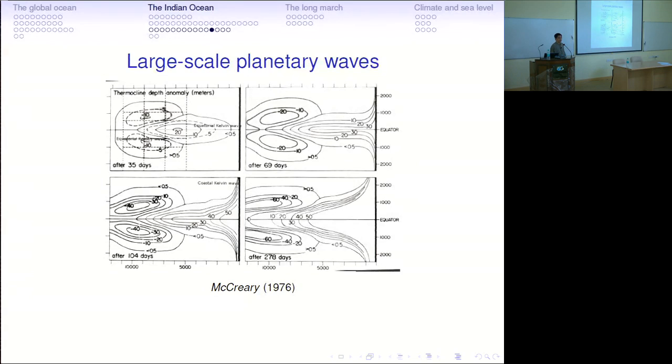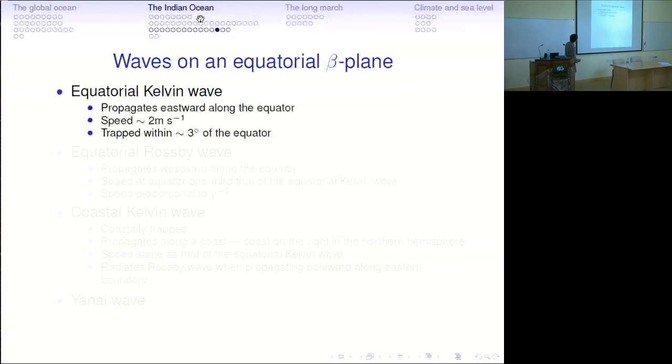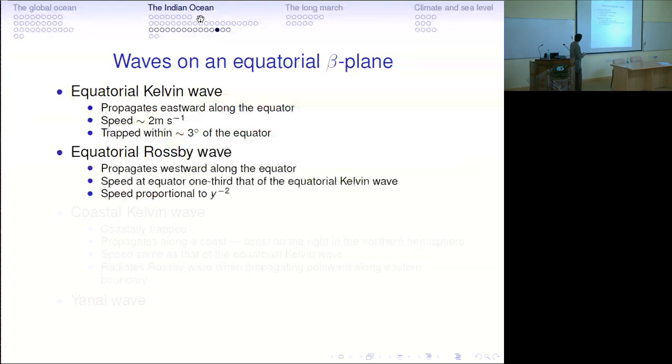Likewise, these waves also propagate away from where the wind generates them. And after some time, maybe a few months, they affect the circulation at some other place. So what are the kinds of waves that we get on the equator? There's the equatorial Kelvin wave, which propagates eastward along the equator. Speed is 2 meters per second, roughly, depending on stratification. It's trapped within about 3 degrees of the equator. The equatorial Rossby wave propagates westward. Speed at the equator is 1/3 that of the equatorial Kelvin wave.